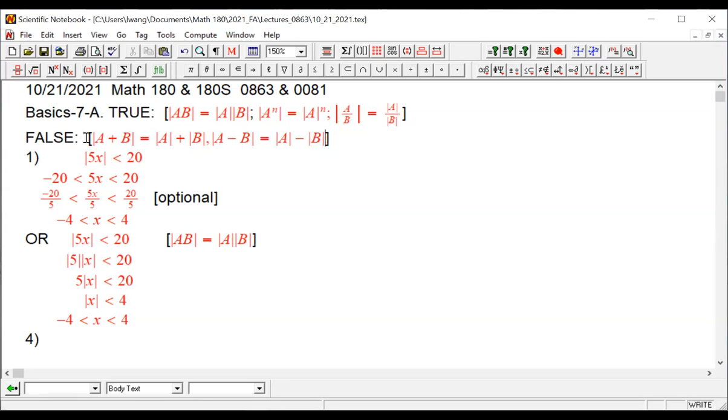All right. So these are also very common mistakes. So you must avoid this. These are false.